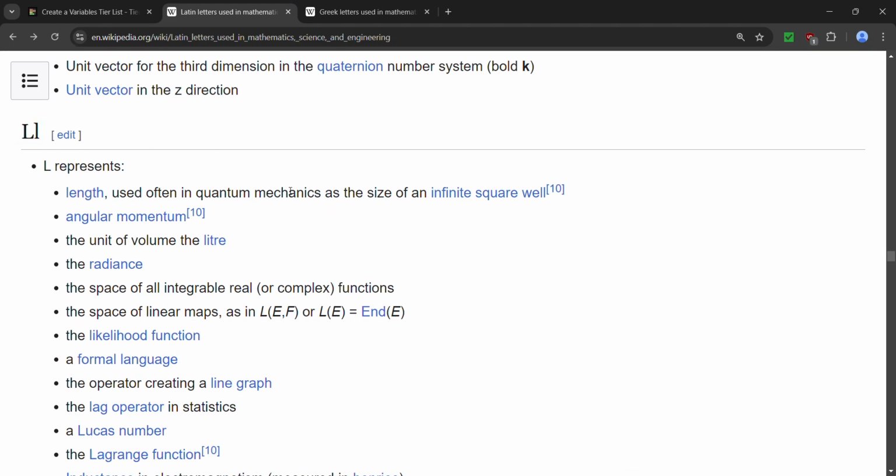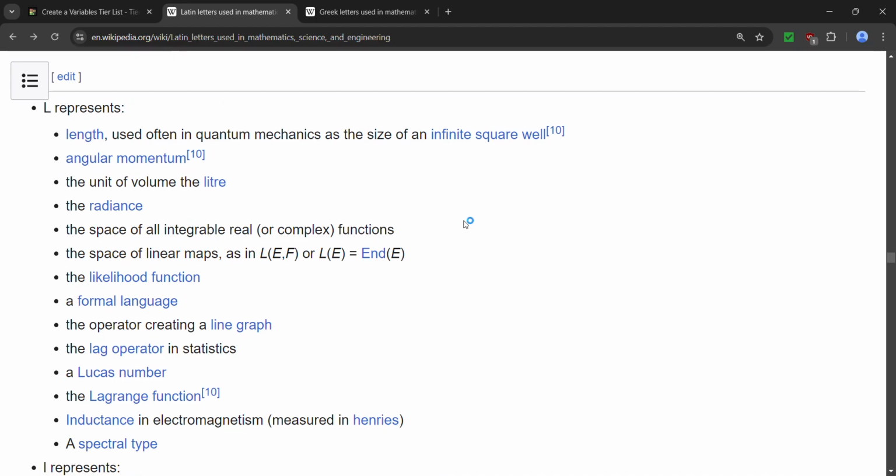L. I have high hopes for L. Length used often in quantum mechanics. I think length is used often in everything. I don't know what this list's obsession with quantum mechanics is, but yeah, length. That's one of the few things that everyone's gonna use. So I got to give it a lot of points for that right off the bat. And then angular momentum's also pretty relevant.